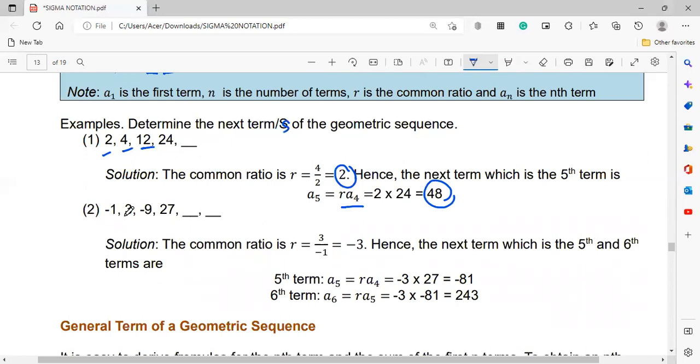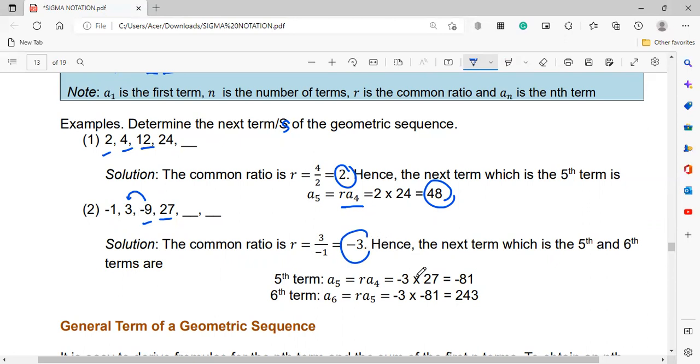Number 2: negative 1, 3, negative 9, 27. If we divide 27 by negative 9, we get negative 3. If we divide negative 9 by 3, we get negative 3. And 3 divided by negative 1 is also negative 3. So in that case, we have a common ratio that is negative 3.